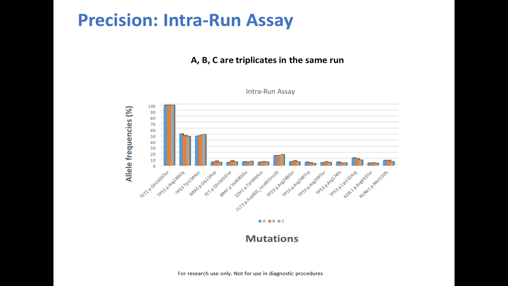For precision, we did two assays. One is the intra-run assay. The ABC stands for triplicates in the same run. Also, in the figure, you can see on the x-axis, they are the variants. The y-axis are the allele frequencies. ABC stands for different colors of the bars. They are very concordant.